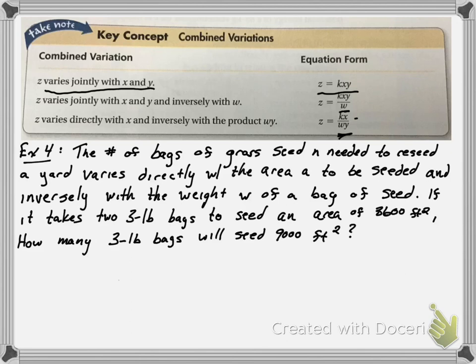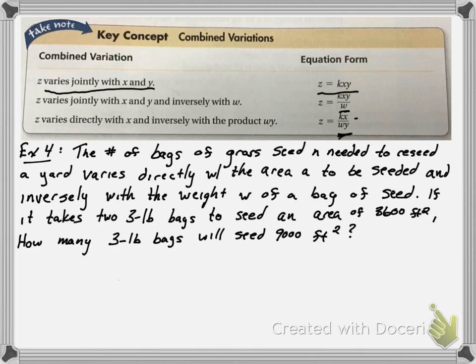So let's take a look at example 4. It says the number of bags of grass seed N needed to reseed a yard varies directly with the area to be seeded, A, and inversely with the weight W of a bag of seed. If it takes 2 3-pound bags of seed to seed an area of 3,600 square feet, how many 3-pound bags will it take to seed 9,000 square feet?